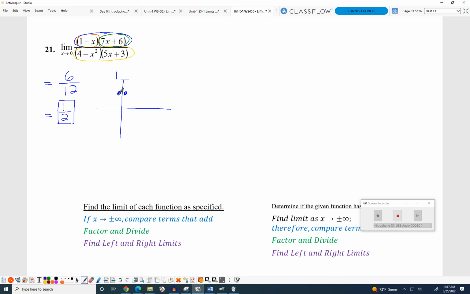We have not calculated what the y-coordinate is exactly at 0. That was not part of the question, because we're finding a limit. We're just finding out what's happening when x is almost 0. You want me to talk more about that?